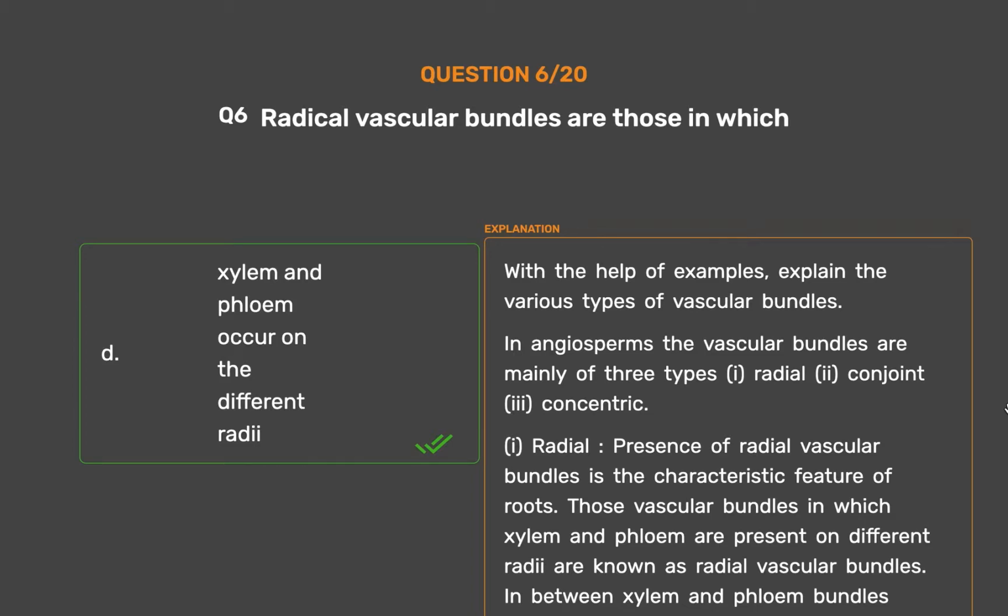1. Radial. Presence of radial vascular bundles is the characteristic feature of roots. Those vascular bundles in which xylem and phloem are present on different radii are known as radial vascular bundles. In between xylem and phloem bundles parenchymatous cells are present. 2. Conjoint. In these vascular bundles xylem and phloem are present on the same radii.